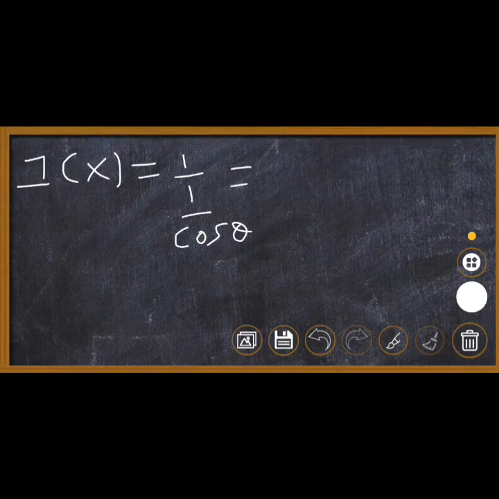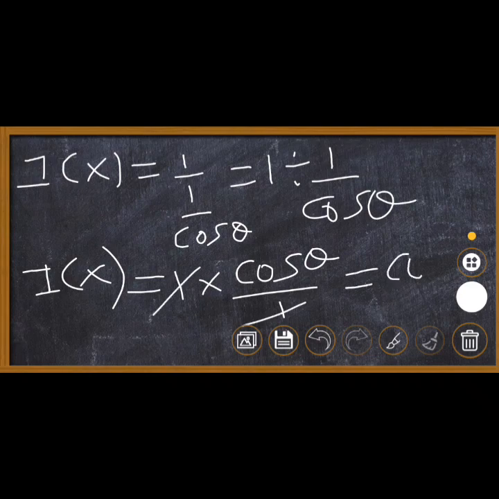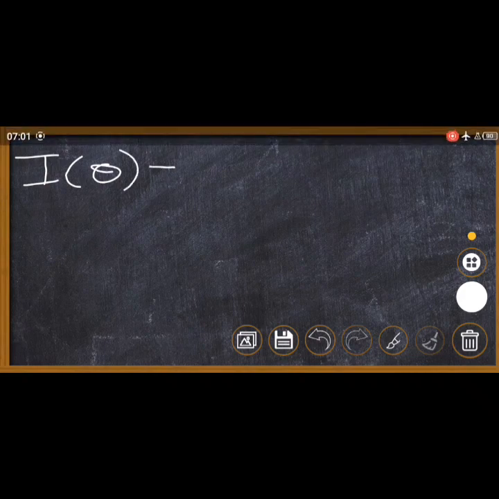Now writing like this, we know it's the same as 1 divided by 1 over cos theta. So in this case, that is also the same as, according to fraction rules, multiplication by the reciprocal of the right part over 1 here. So when you cancel this and that, we are going to remain with cos theta. So our integrating factor of theta is just cos theta. I hope that you have followed up to this far.